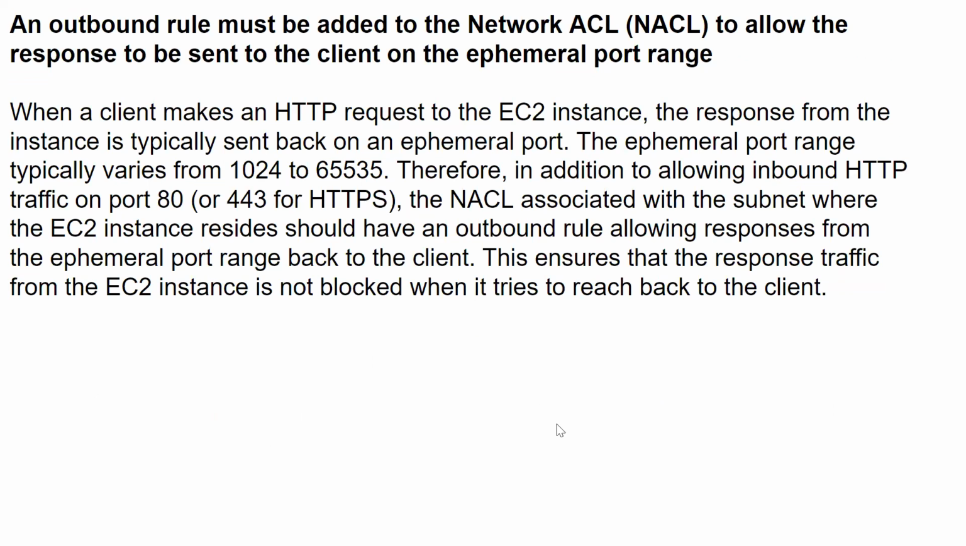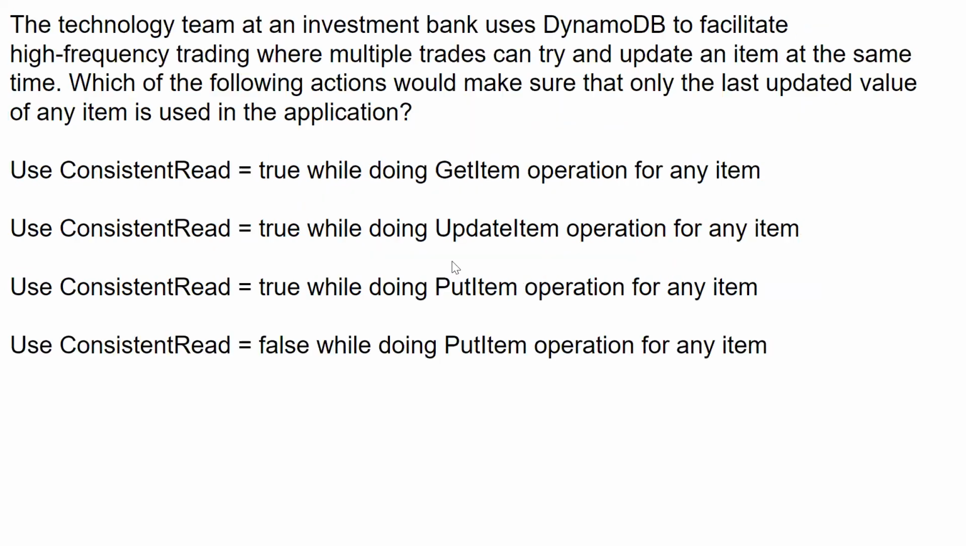An outbound rule must be added to the NACL to allow the response to be sent to the client on the ephemeral port range. Okay, it makes the response from the instance go to the ephemeral port range typically. Okay, I need to study ephemeral ports.